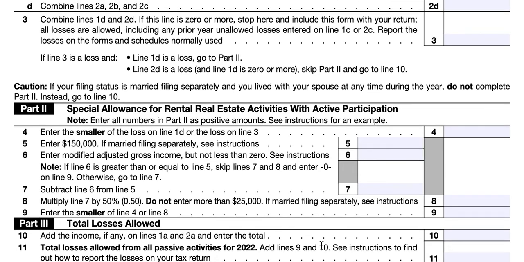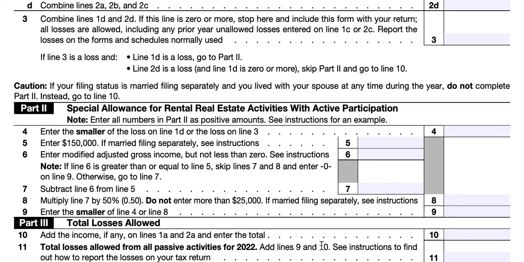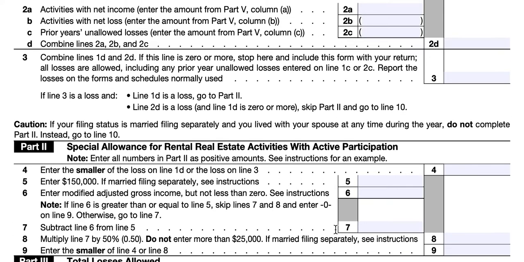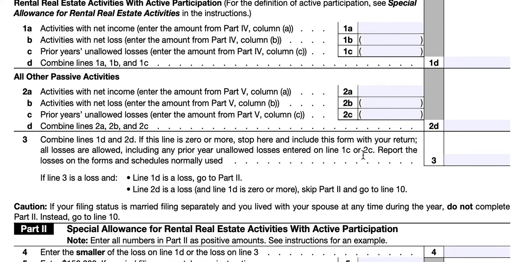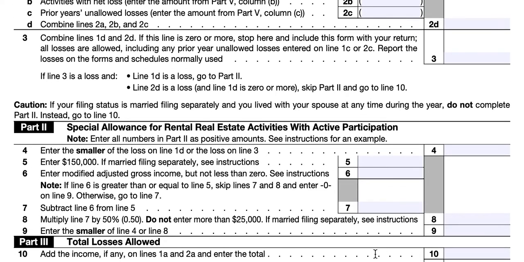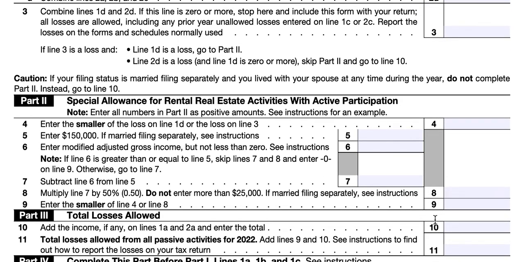In Part 3, whether you came here directly from line 3 or if you completed Part 2, you will eventually come to Part 3, total losses allowed. In line 10, you will add the income, if any, on lines 1a and 2a, and you will enter the total on line 10. For line 11, you'll enter the total losses allowed from all passive activities for 2022. This is arrived at by adding lines 9 and 10. More detail is contained in the form instructions.